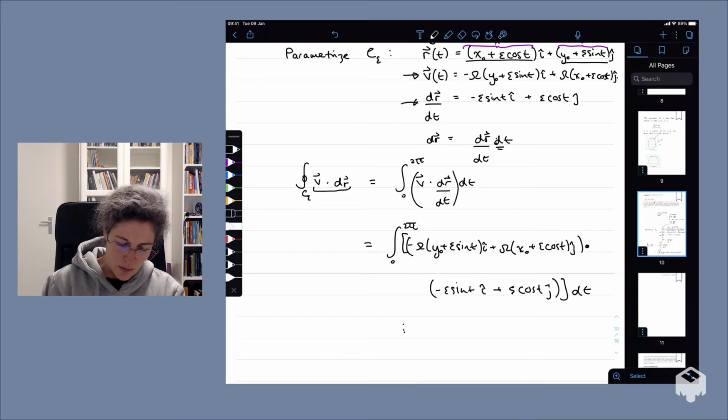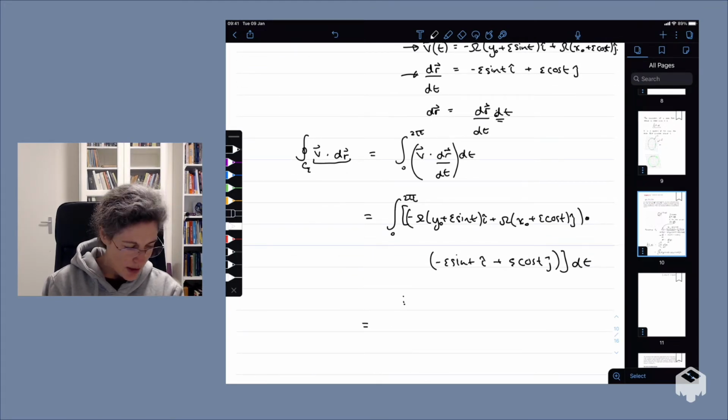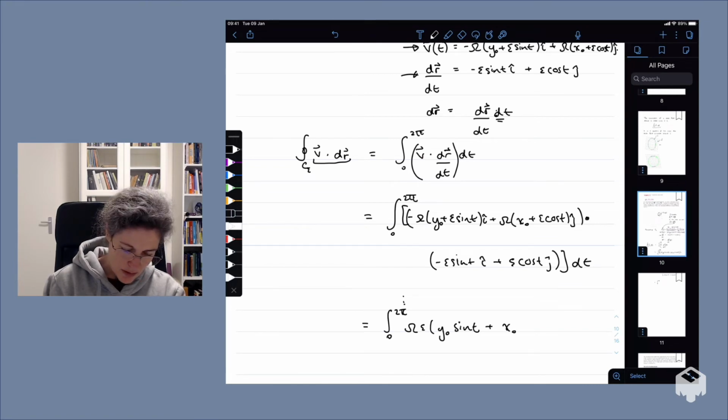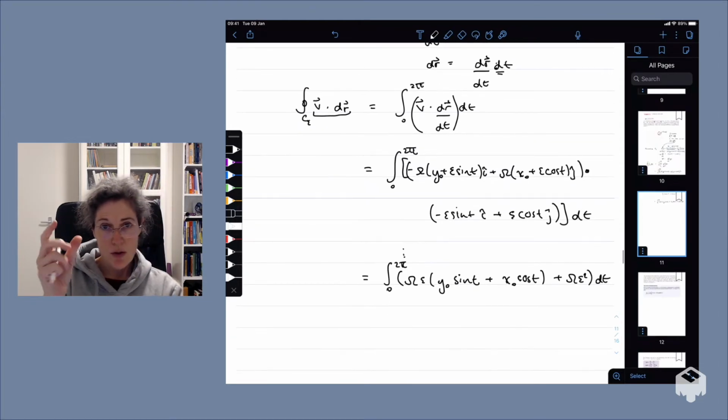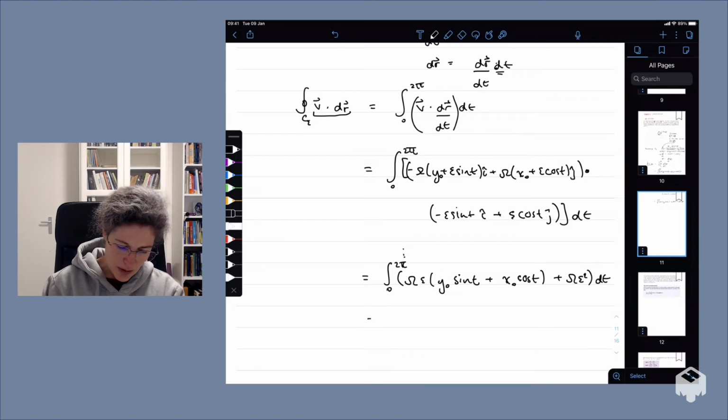And you can work through that, and you should find that you end up with an integral from 0 to 2 pi of omega epsilon times y naught sine t plus x naught cos t. Okay, so do your dot product. Make sure that you've gone from having a vector dotted with a vector into a scalar. Follow this through, and you should end up with 2 omega pi epsilon squared.